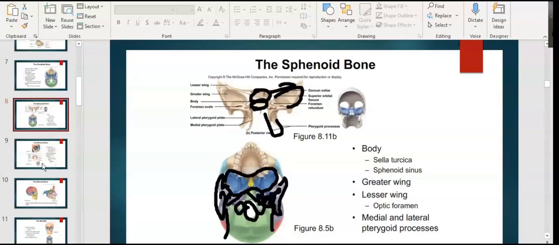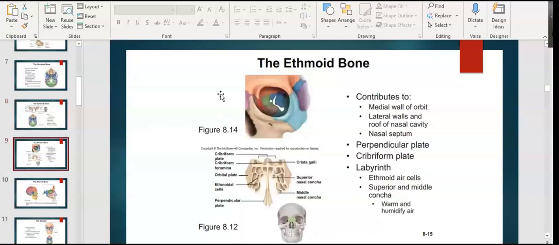So if we go to the next one, we look at the front of our face, and we can see the ethmoid bone. The ethmoid bone is going to be located right here in your nose. This is the nasal bone. Behind the nasal bone, you're going to have the ethmoid bone. And the ethmoid bone is going to be more or less like this right here. They're trying to show you that in there. It's going to be on the inside.